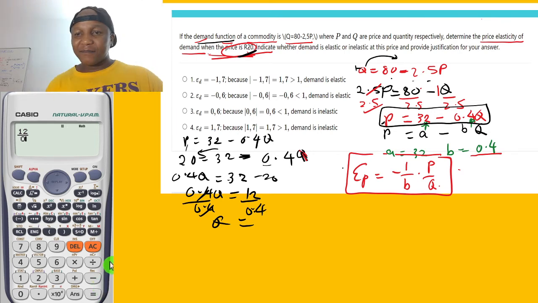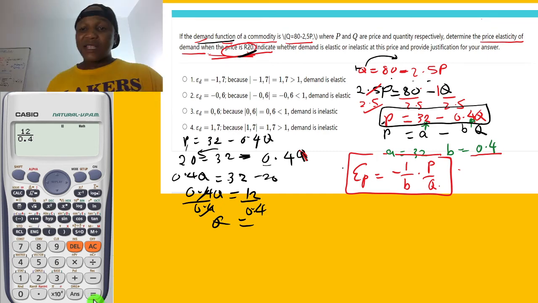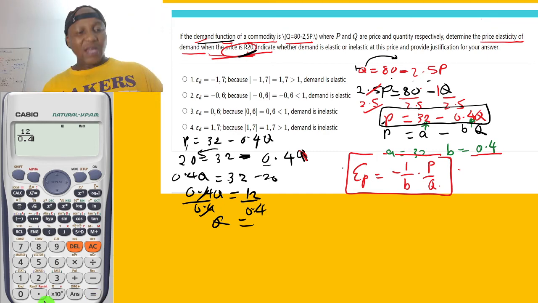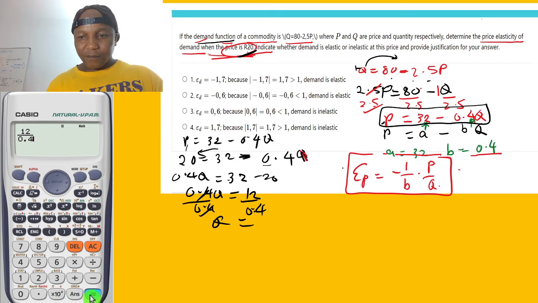That's why. Wait for it to respond. Okay, this is going to give us 30. Now you say equal, and this is going to give you 30. So the value equals 30.